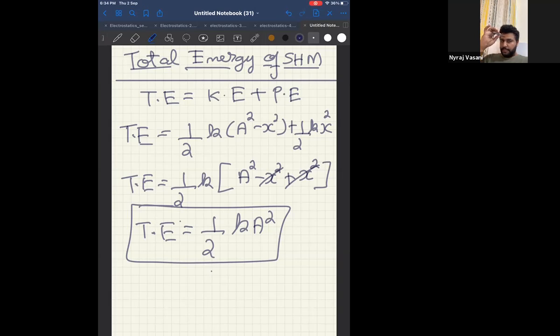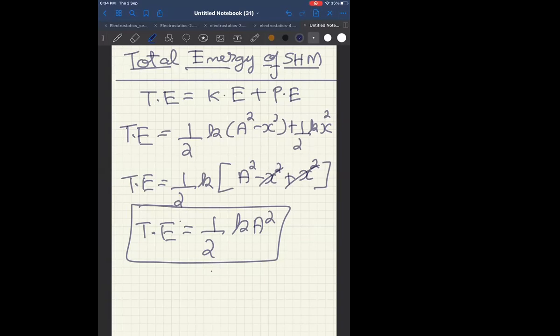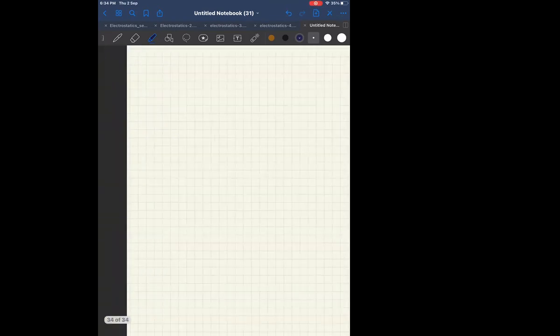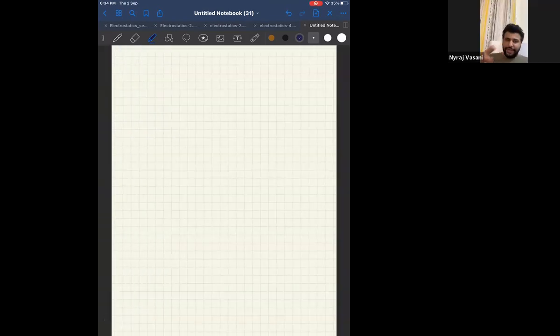Make a note. Total energy of oscillation is half k a square. Got it? Now in your mind, think about it. What is the general formula for kinetic energy of oscillation? Half k a square minus x square. What is the formula for potential energy of oscillation? Half k x square. And what is the formula for total energy of oscillation? Half k a square. Now, look at my next topic. Last two topics, then we are done, okay?